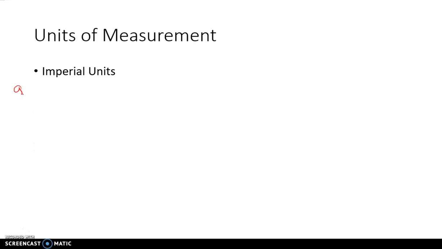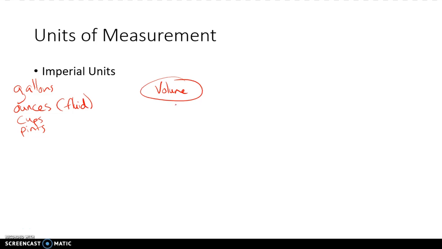Gallons, or ounces, fluid ounces. Or what else could we have here? Cups, pints. Okay, so all of these are units of volume, which is basically the amount of liquid that's in an area.